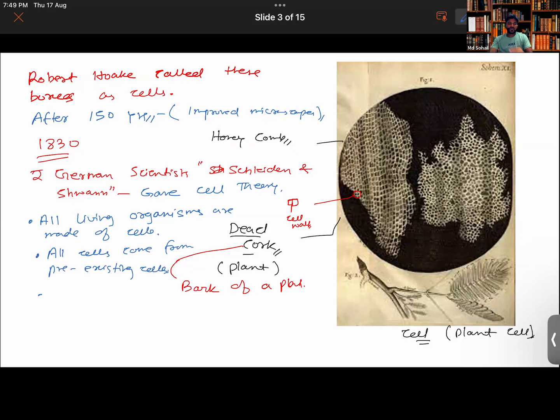And they also said that cells are the structural or functional unit of living organisms. Cells are the functional unit of life.